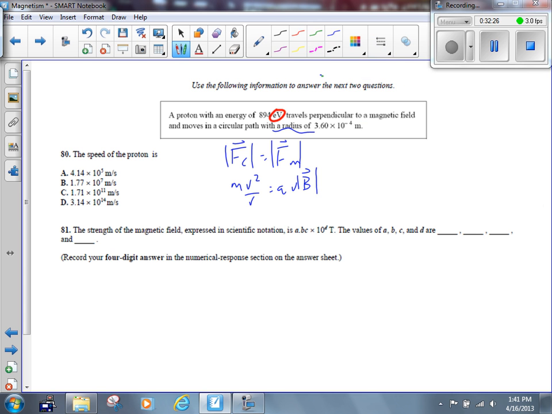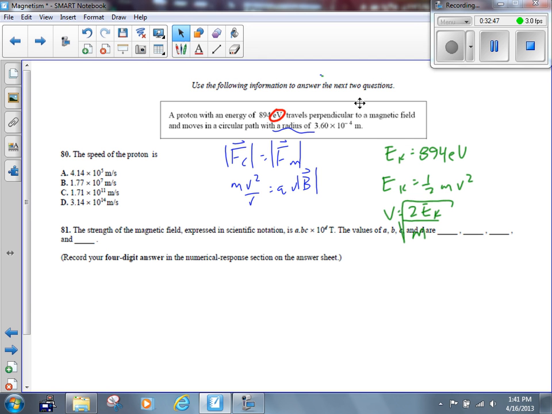For instance, we have the kinetic energy of this proton. It's 894 electron volts. We know that kinetic energy is equal to 1/2 mv squared. If we want to find the speed, all we have to do is rearrange it to solve for speed. It becomes the square root of 2Ek over m. Now there is a little bit of a problem here, and that is that I don't know what my kinetic energy is in joules. I got to find that.